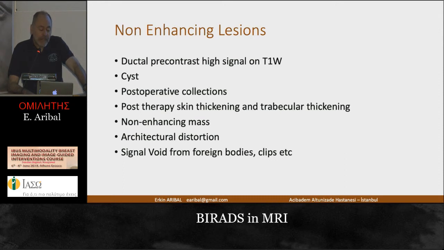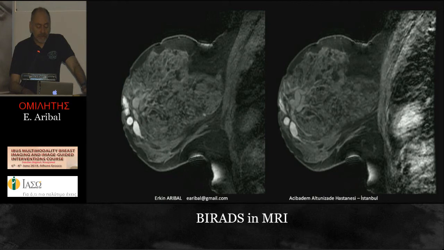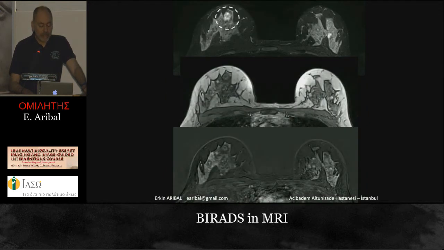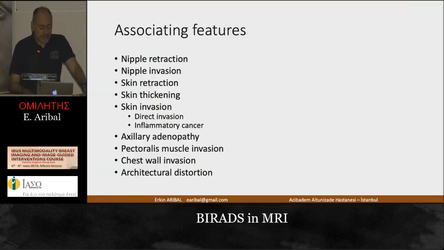There are some non-enhancing lesions defined in the lexicon. That is the ductal precontrast high signal on T1 weighted images, cysts, postoperative collections, post-therapy skin thickening, trabecular thickening, non-enhancing masses, architectural distortions, and signal void from foreign bodies. These must also be reported. These are the ducts with T1 high signal before contrast enhancement. It looks like contrast enhancement. And this is a cyst, which after contrast enhancement, you see nothing. And this is a mass, and after contrast enhancement, it does not enhance.